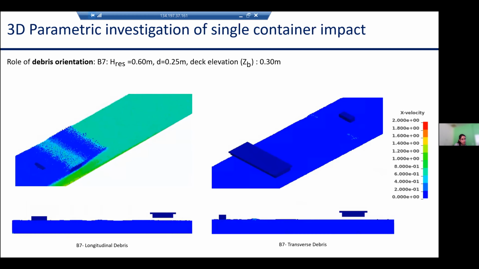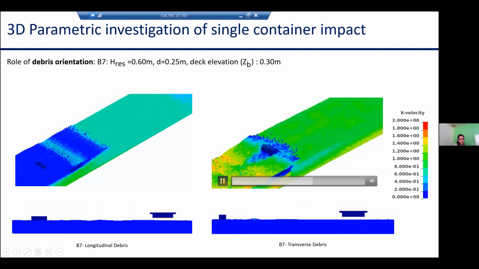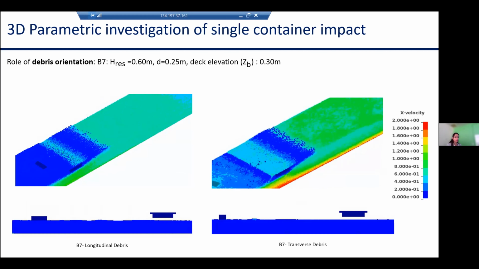You can observe that when the bore propagates and picks up the debris, it impacts the offshore side, moves below, and resurfaces as the transfer debris in case of the longitudinal debris. However, for the transfer debris, when the bore picks up the debris, it impacts the offshore side and moves above the deck. Again, this animation shows that the debris orientation plays a significant role on the debris bore deck interaction.